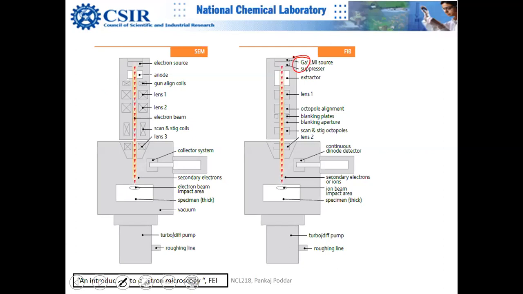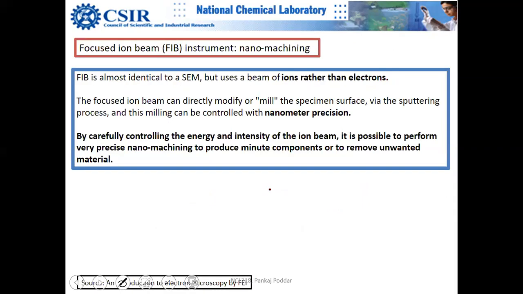So this is the gallium source, and because these are ions, you use the same magnetic lenses. These are positively charged ions, but you can just bombard the sample here, and it's very simple. It's not complicated.